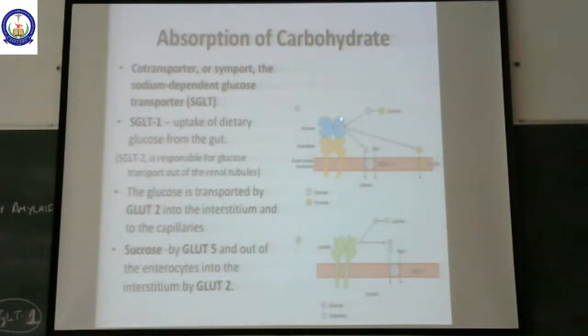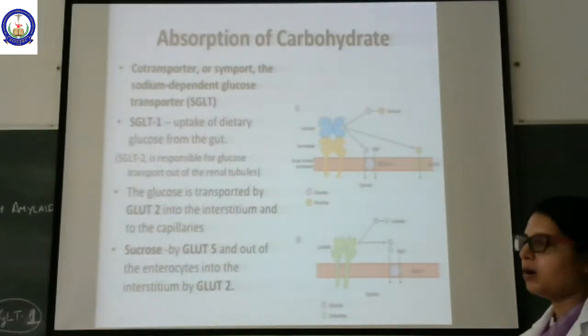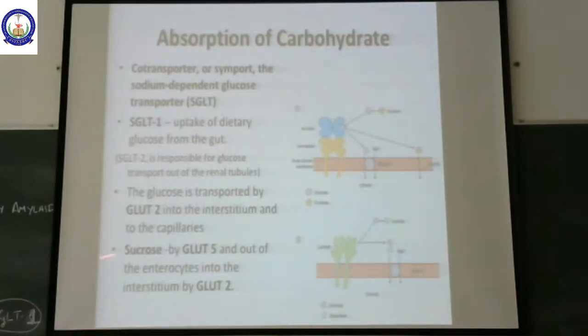So here one protein is shown, the SGLT1 glucose protein, which is present in the brush border of the intestinal epithelial cells. Whenever a question is asked to explain the absorption of glucose, you have to draw the diagram to explain. The carrier protein which is present facing the gut of the intestine is SGLT1, and this requires the binding of sodium and glucose.